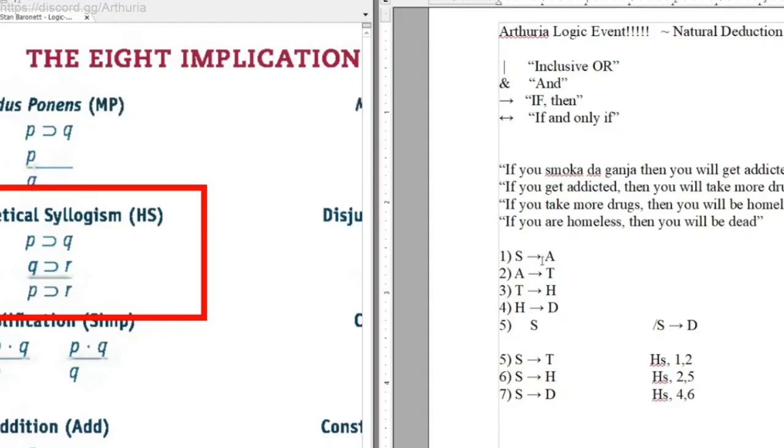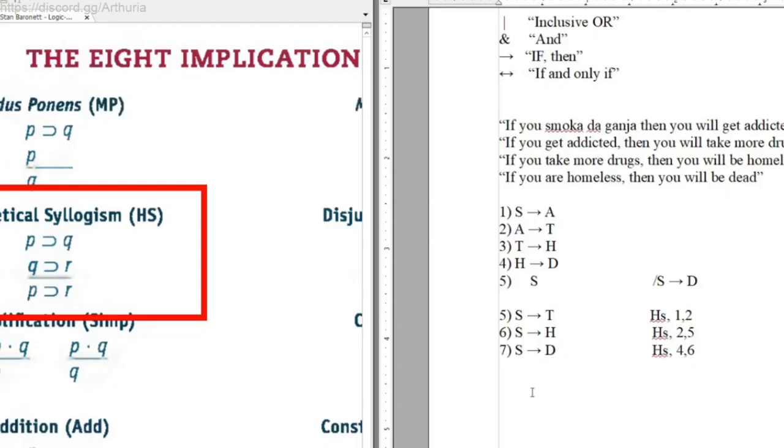So that 5, 6, and 7 would be THC at the end. So H implies C, and then you'd have THC in it. Okay. Oh, THC, no, bad. That's what you were gonna say. So number 4 should be H implies D.